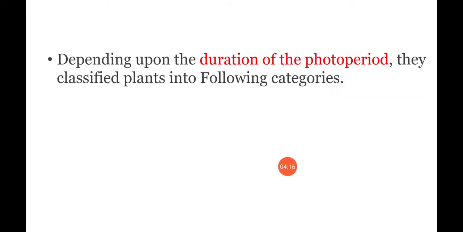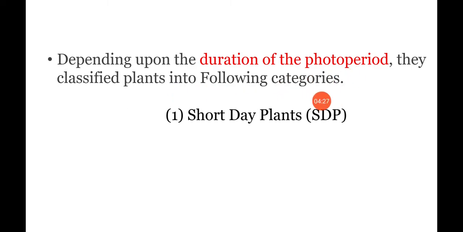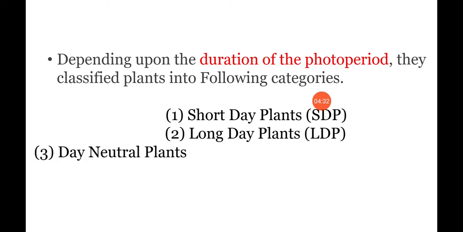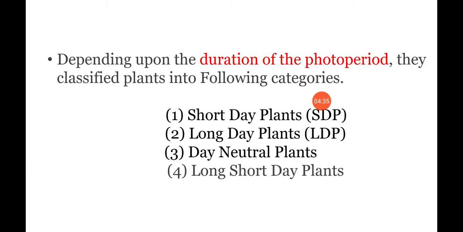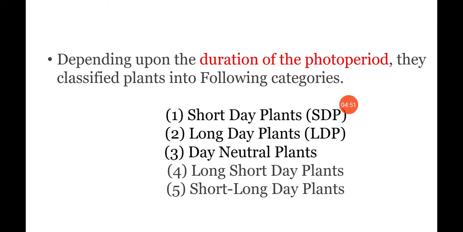Based on the duration of the photoperiod, they classified the plants into the following categories. They are: number 1, short day plants; number 2, long day plants; number 3, day neutral plants; number 4, long short day plants; number 5, short long day plants. These are the 5 categories classified by Allard and one more scientist. Now I will discuss them one by one.